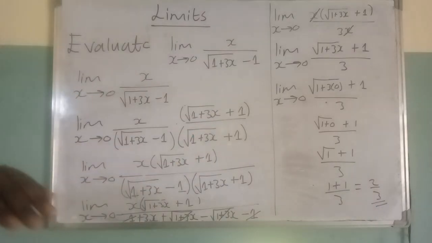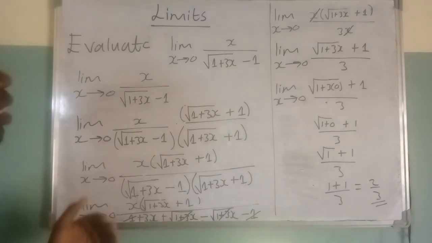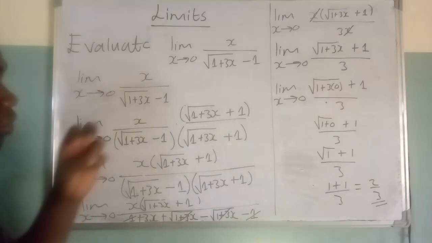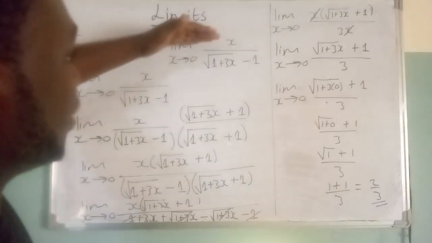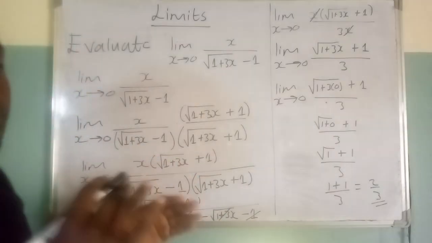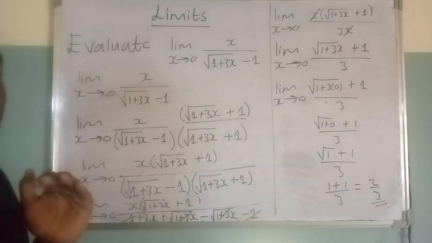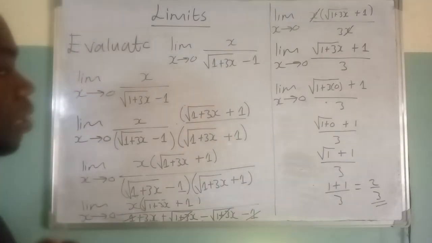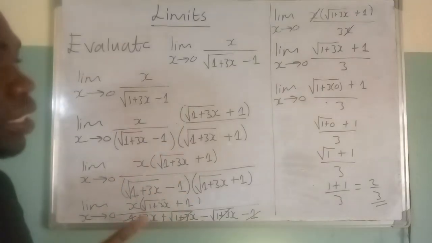So that's how you do it. When you have the square root, whether it is on the numerator or the denominator, you are supposed to rationalize that part. Then you'll be able to answer the given limit.